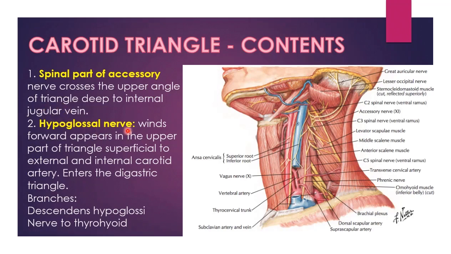The next nerve is the hypoglossal nerve. You are able to see here, that is the hypoglossal nerve. It passes through the digastric triangle, just crosses the upper part of the carotid triangle. It passes superficial to the external and internal carotid artery, deep to the posterior belly of digastric and stylohyoid muscle. It is accompanied by a pair of veins which is called the venae comitantes.